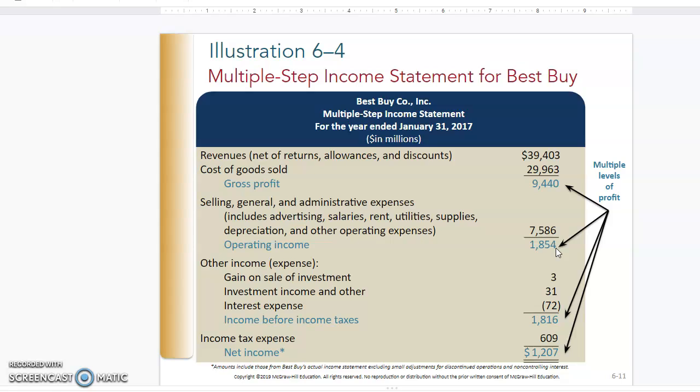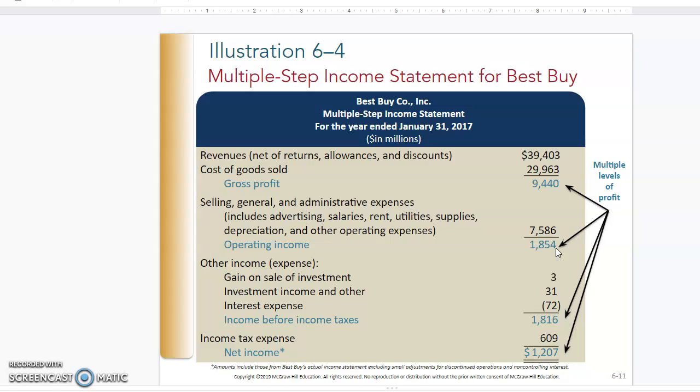Operating income tells us how much income we made from our main operations. Then we have this other category. Other can be revenues or expenses. Those are things that are not directly related to selling our product. So gains on sale of investment, investment income, interest expense. Interest expense is not an operating expense, it's a financing expense. So it goes down in the other.